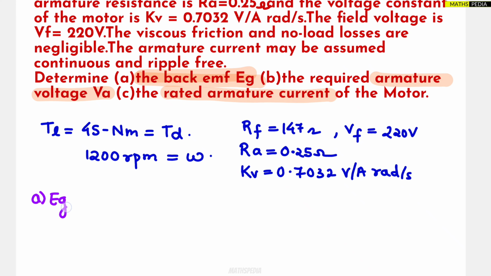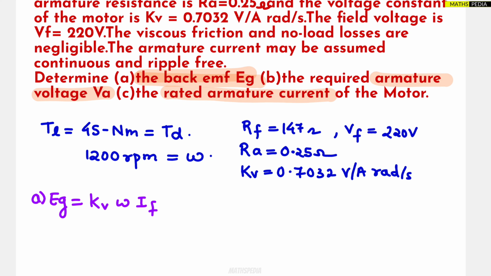Now what is the formula for Eg? The simple formula we have to remember is Kv omega into If. kV is given, and omega is given. But in the formula, while substituting, remember you have to convert the speed into radian per second. Whenever you are substituting the speed, always convert it into radian per second.